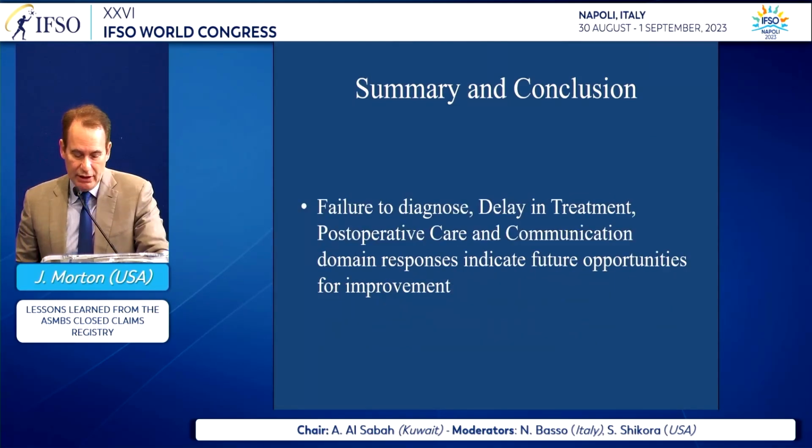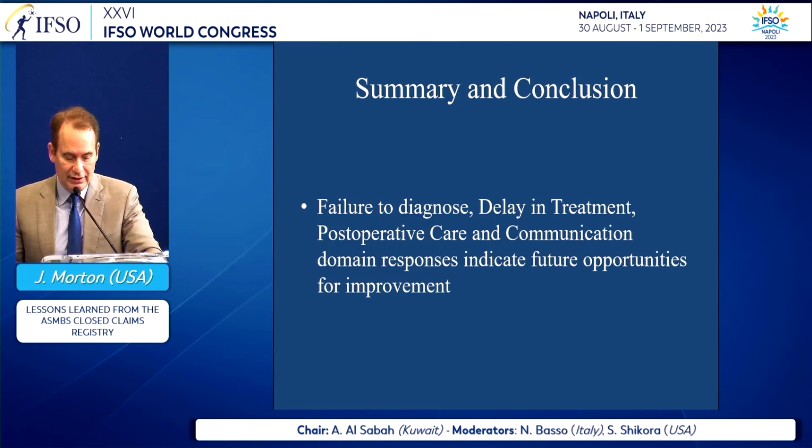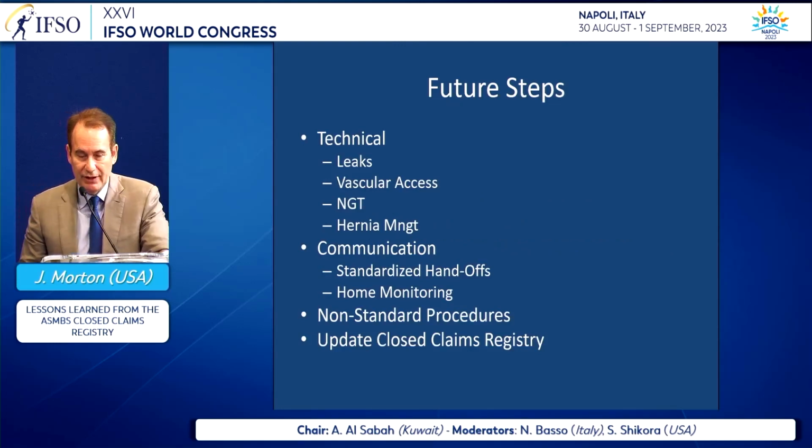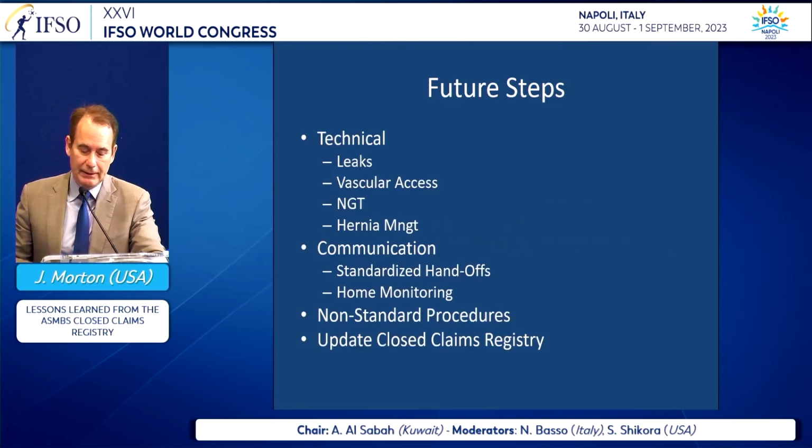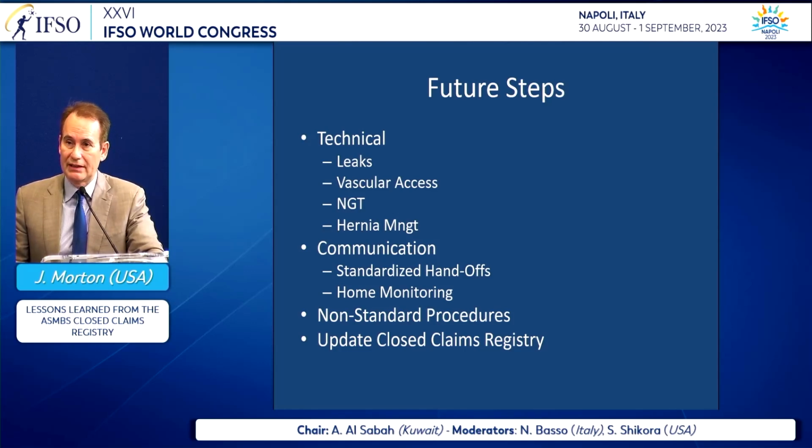In summary, we know that the failure to diagnose, delay in treatment, postoperative care, and communication are clearly opportunities for improvement. And here are some things that we learned from it, and it is part of the Patient Safety Committee curriculum that stem from this report. When it comes to technical issues, I already mentioned a little bit about vascular access and being careful with that. There were a few cases of NG tubes being stapled that led to leaks.